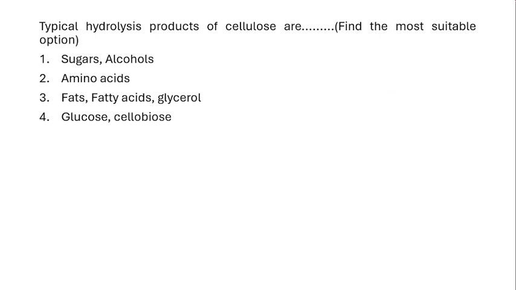Next question is: typical hydrolysis products of cellulose are? So once the cellulose is hydrolyzed, what are the products formed? They are asking. So the right answer is glucose and cellulose. So cellulose, when it is hydrolyzed with the help of enzyme or chemicals, it is going to form the simplest form like glucose and cellulose.